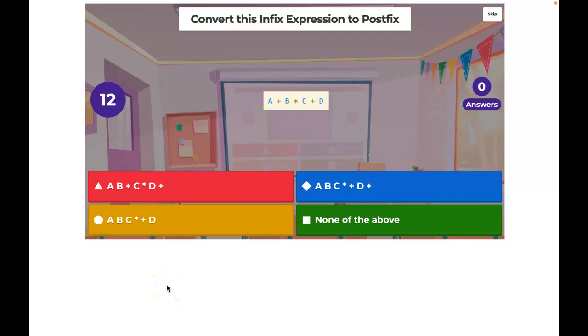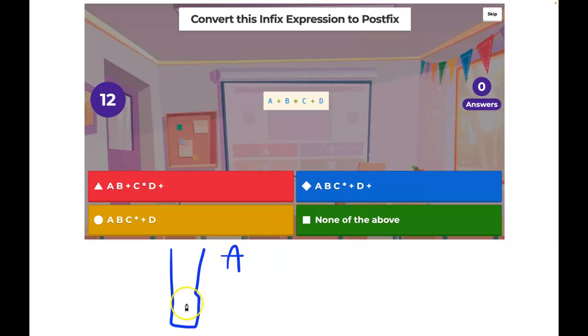So the question is asking to convert this infix expression to postfix. And so the easiest way to do this is by having our stack drawn out. Sorry about that. And to convert an expression from infix to postfix, it's good to know that what goes into our stack are the operators, not the operands. And so we're going to start with A.